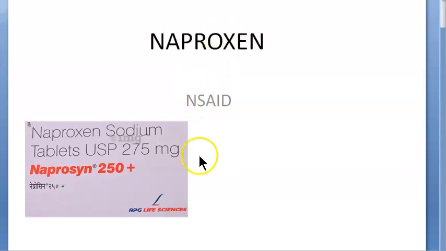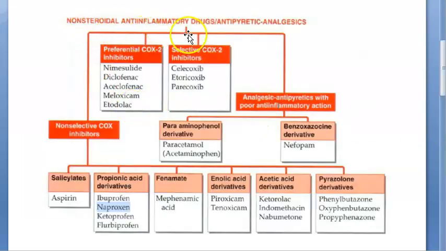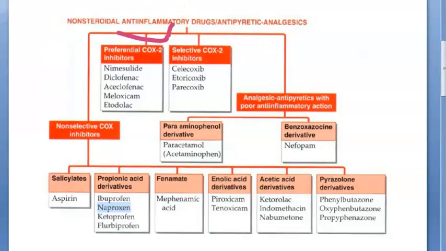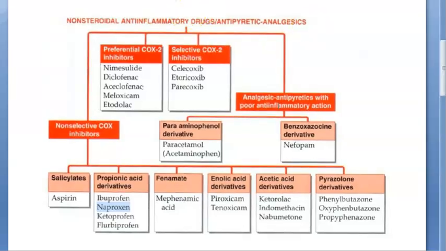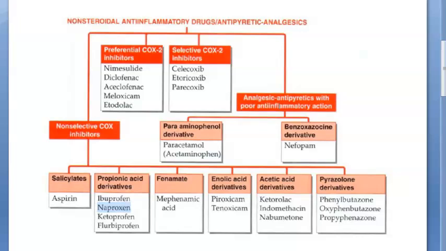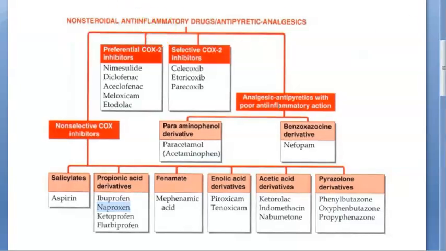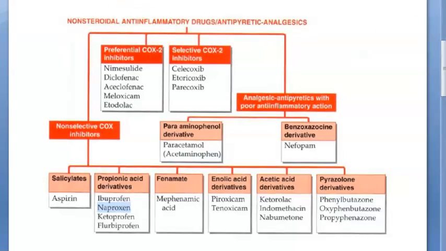So let us look at naproxen in this video. Naproxen comes like this tablet. So basically naproxen is an NSAID. What is NSAID? Non-steroidal anti-inflammatory drug. That is, it will reduce inflammation. It is anti-inflammatory, it will reduce inflammation. That is what you have to note here. And it is non-steroidal, that means it is not having steroids. It's not like those opioid analgesics, right? So it is non-steroidal. So this is anti-inflammatory.